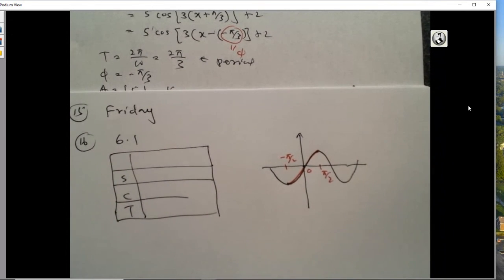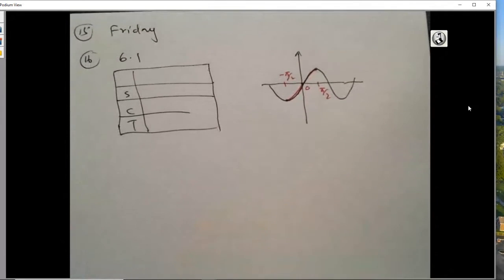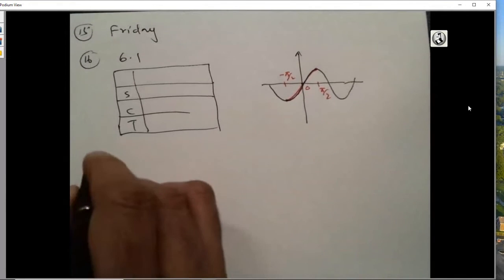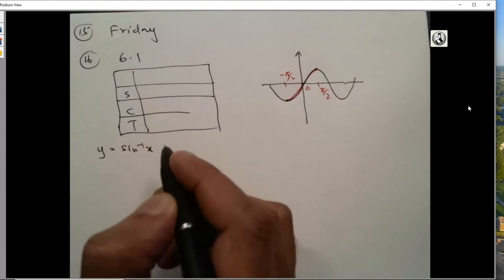So that's why we pick that special domain to make it one-to-one so that the inverse exists, right? So all 6 functions actually have inverses. We write it like this: y equals sine inverse. That's what the video explains.